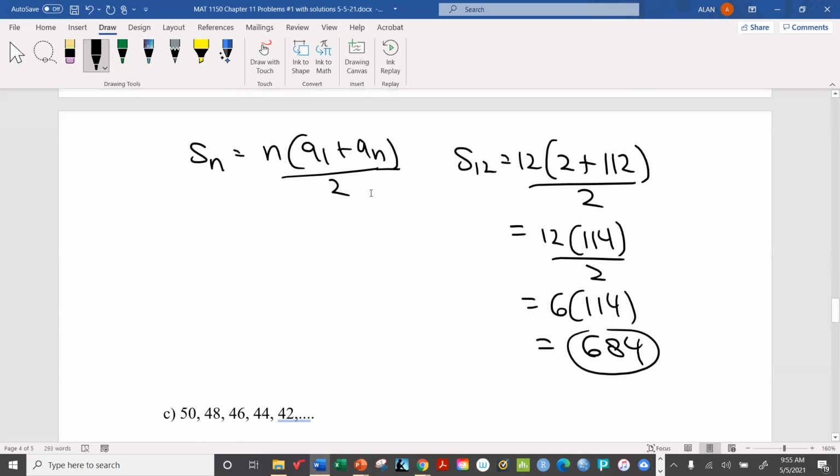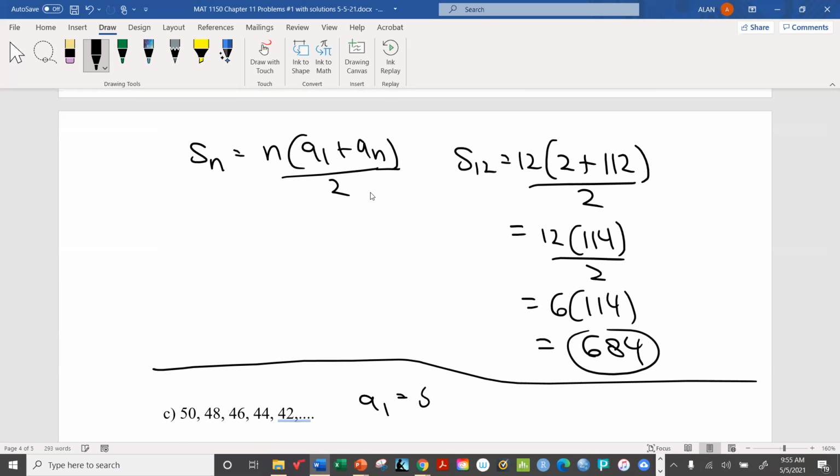All right, so now how about this one? Now with this next sequence, the first term is 50. The common difference this time, though, is negative because they're shrinking. Each time they go down by 2. So D is -2.